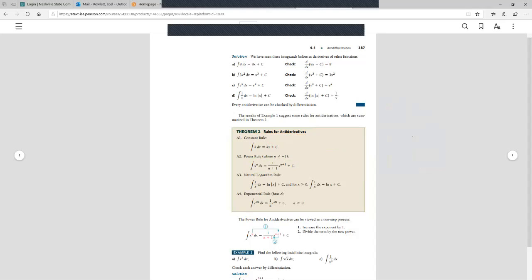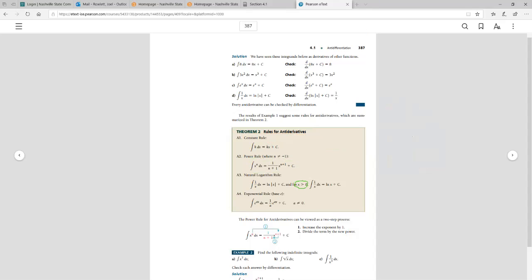The natural logarithmic rule says that if you want to integrate dx over x, it's the natural log of the absolute value of x plus c. I'm sorry, this is for any value of x, and if x is positive, you don't have to use the absolute value sign. You can leave it off because x is already positive. I tell my students that you really can't go wrong using the absolute value sign. However, my math lab may balk at that some, so try it and see.